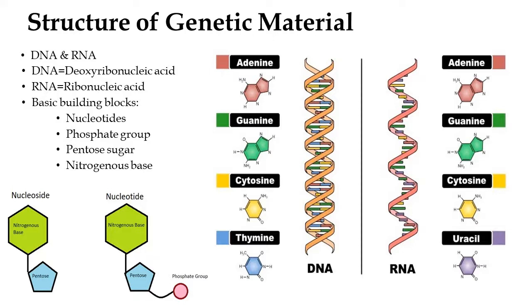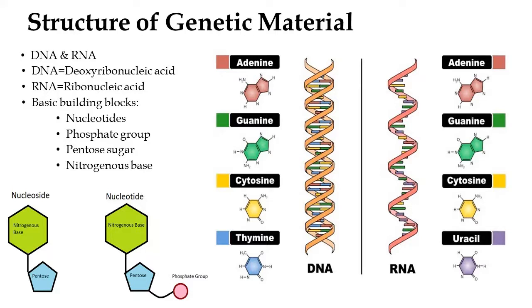So, nucleotides and nucleosides. When you have a nitrogenous base attached to a pentose sugar, it's called a nucleoside. A nucleotide is a nitrogenous base with a pentose sugar and a phosphate group attached to it. Now, in your DNA, you have 4 nitrogenous bases: adenine, guanine, cytosine, and thymine. In your RNA, you have adenine, guanine, cytosine, and thymine is replaced by uracil.